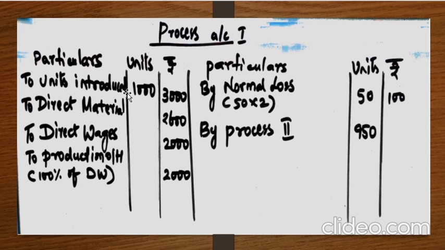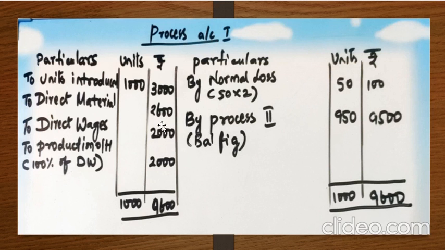So you will tally the amount now. You will total up your debit side and the difference would be written in your process 2. By process 2 for 950 units, that amount will be transferred to your process 2 account. So here the total is 1000 units. 3000 plus 2600 plus 2000 plus 2000 will give you 9600. So 9600 is your total.